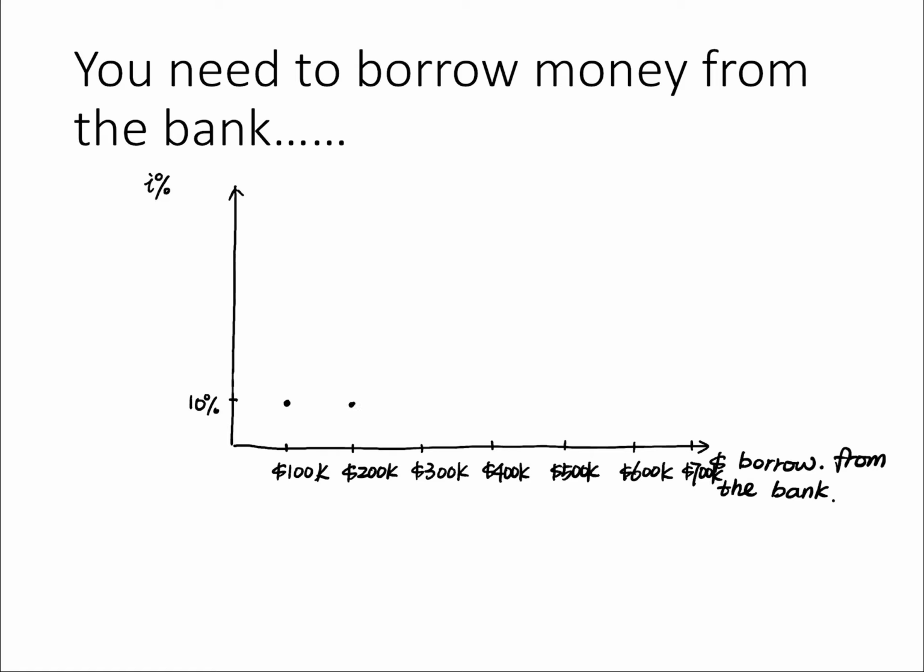And then the bank said, if you want to borrow less than 200K, still it's gonna be 10%. But if you want to borrow more, like over 200K but less than 300K, the interest rate is a little bit higher. Maybe 12%. Okay, so let's label these intervals in advance so that we know where we are.